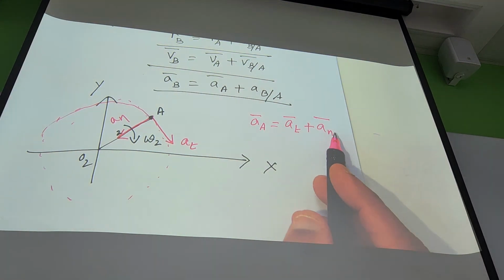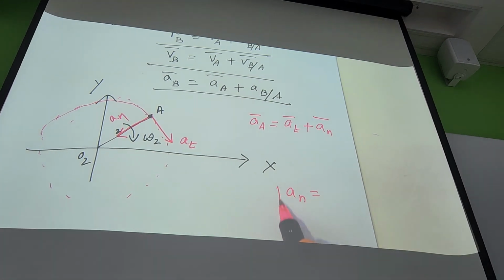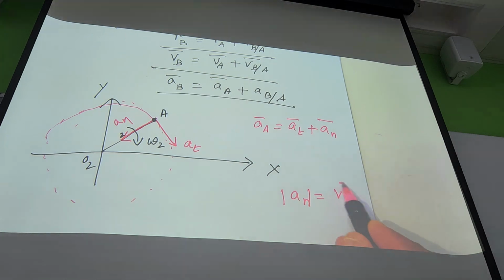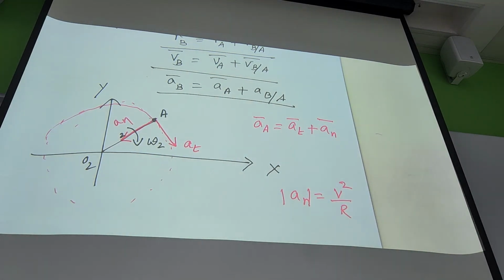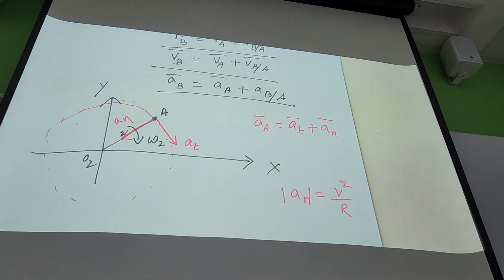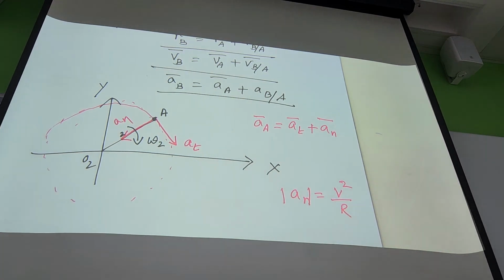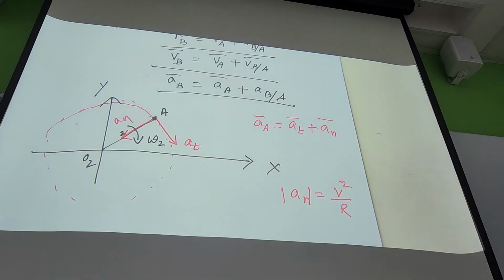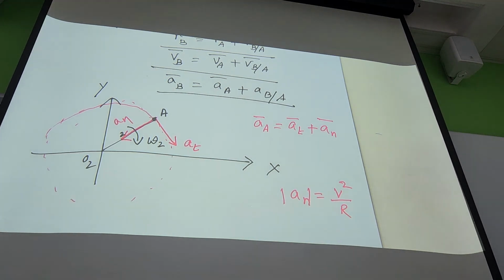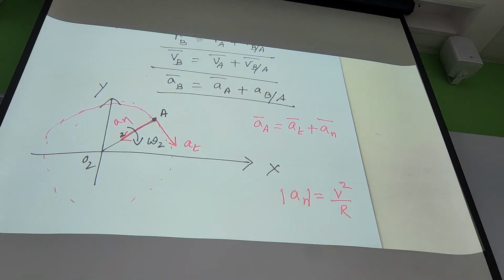So normal acceleration, you know the formula: the magnitude of normal acceleration is v square over r. R means the length of the link, and v is just the velocity of any point. So we can write normal acceleration like this. Any point on the mechanism will have a normal component of acceleration and a tangential component of acceleration if the point is rotating.